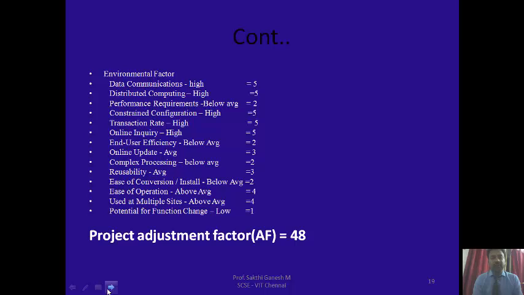Next is the environment factor. Based on the reference table: when it is not considered it is 0, when it is low it is 1, when it is below average it is 2. By looking at the reference table, we map the values, and by totaling them we get the adjustment factor as 48.